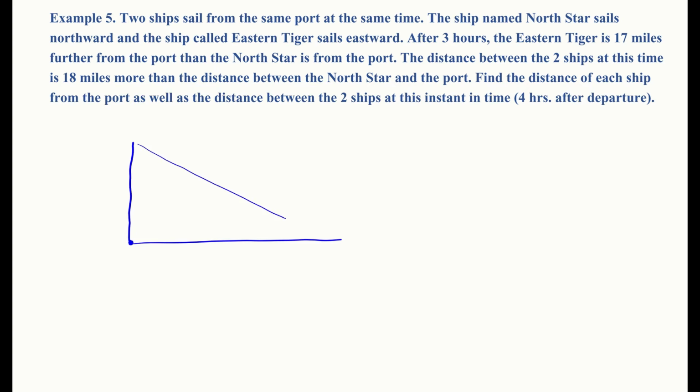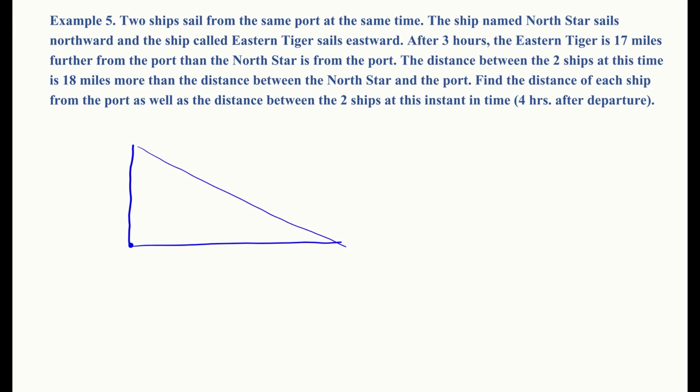So we know that they left at the same time and they've traveled. So at this moment in time, they've traveled for 3 hours, and the North Star is here, and the Eastern Tiger at this point is here. And here is the port from which they both took off, right? And notice that this will be a right triangle here, because one went exactly north, the other went exactly east. Like so, right?